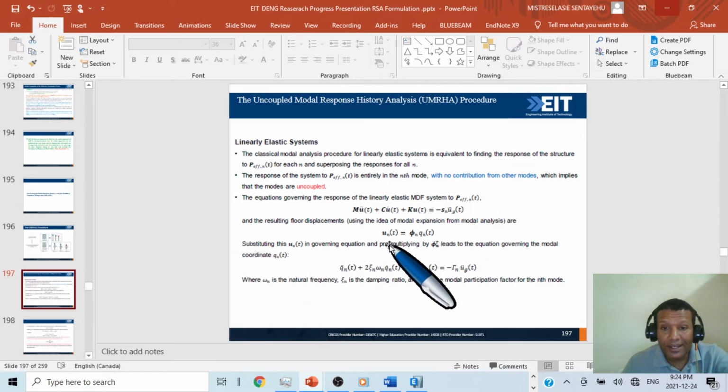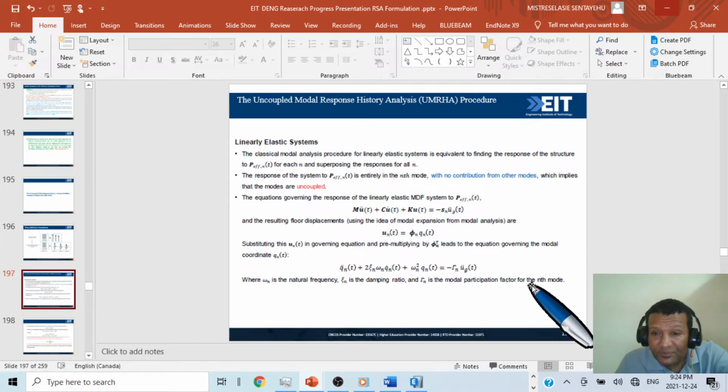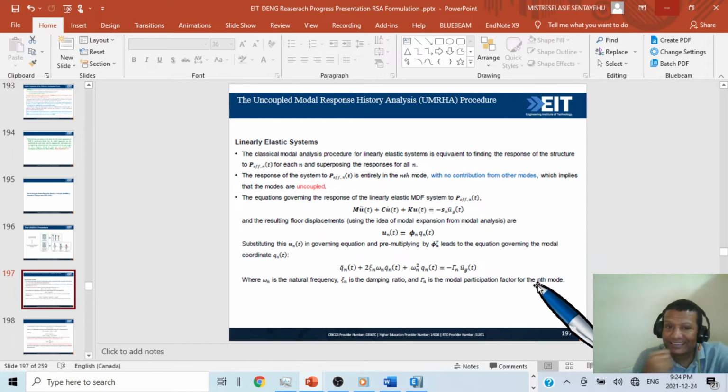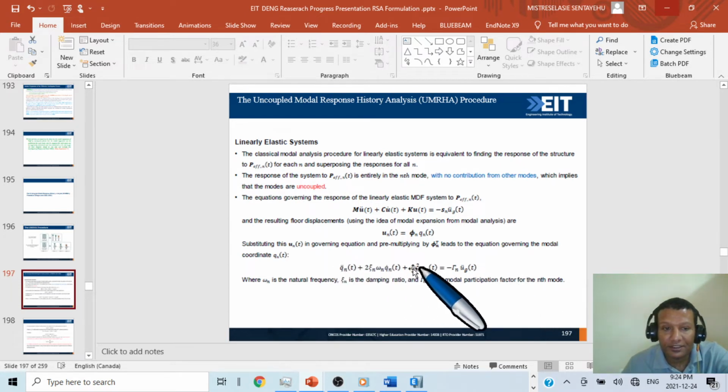So substituting un in the governing equation and pre-multiplying by phi n transpose, using the orthogonality property, leaves the equation governing the modal coordinate qn. This is the final equation for the nth mode, where omega n is the natural frequency, xi n is the damping ratio, and the modal participation factor is for the nth mode only. So this is the uncoupled equation of motion, the general uncoupled equation of motion.